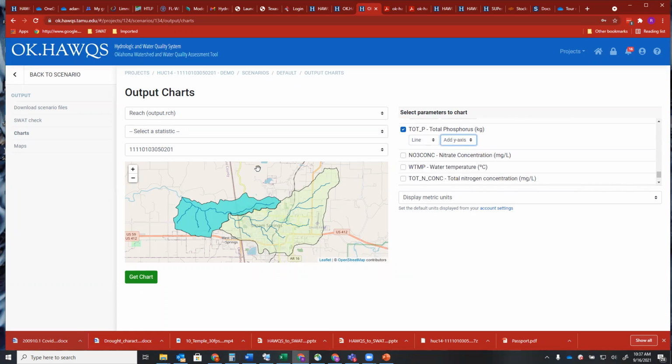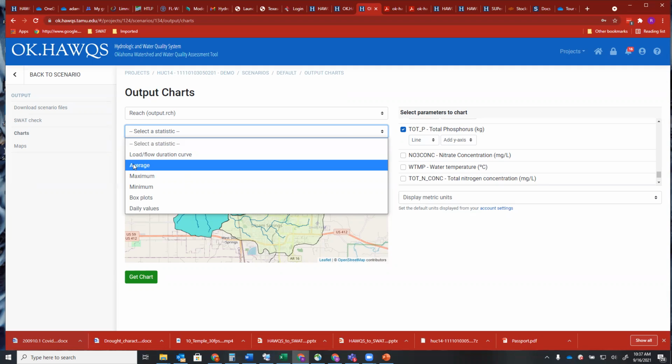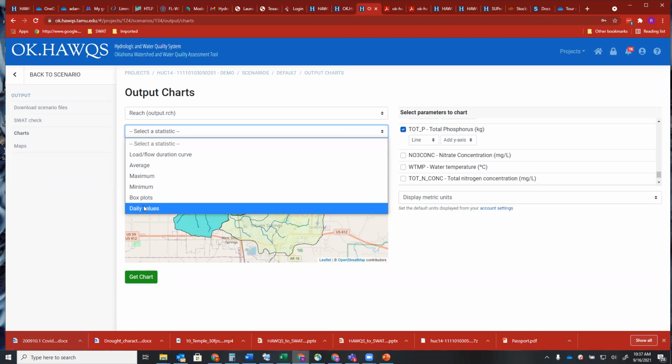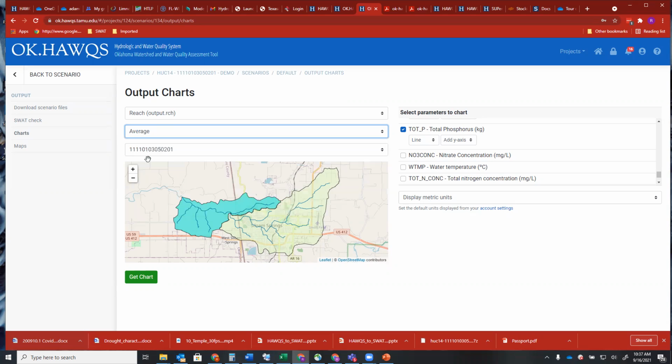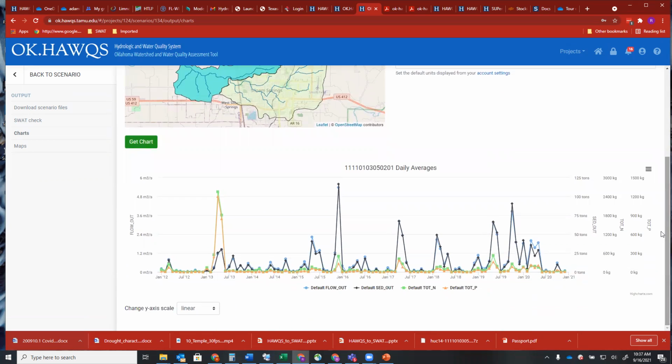Okay. And then you can select what statistics you want to perform. You want to perform flow duration curve, meaning probability of exceedance curve, or you want to look at just the mean value, monthly mean value, or you want to look at the maximum, the minimum, the box plots, or the daily values. Let's say we want to look at the monthly mean for the time being actually, and then click get chart. So you'll have the output. So left side axis, y-axis is flow in cubic meter per second. The right side is sediment, nitrogen, and phosphorus.